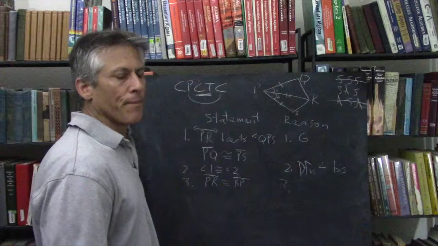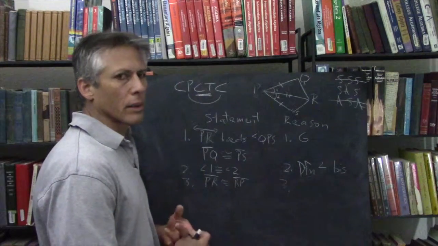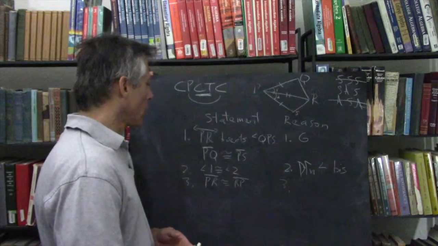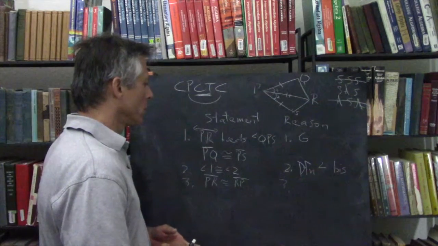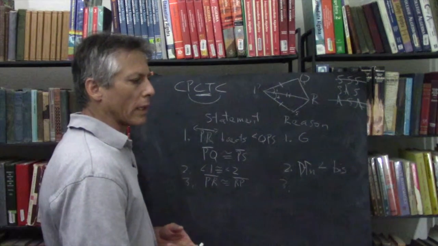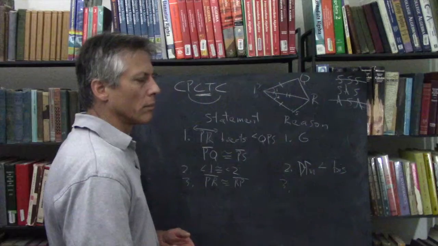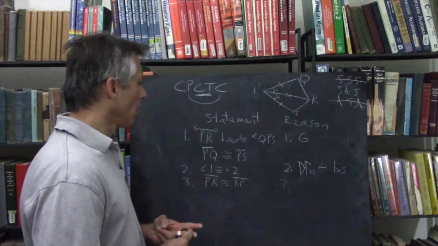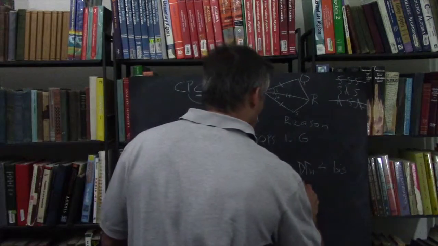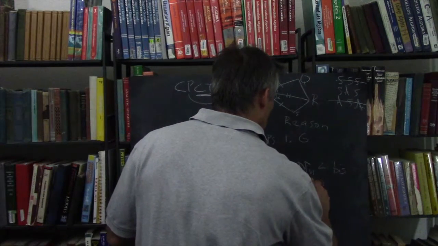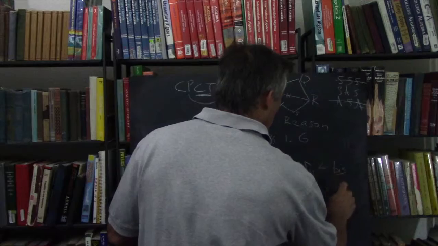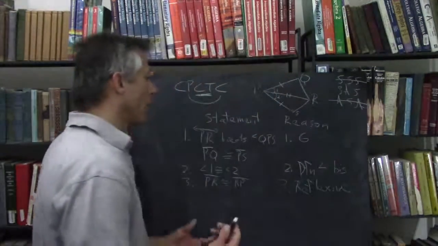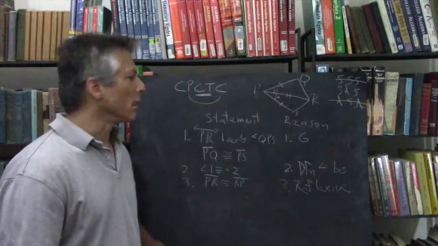You can call it segment congruence or reflexive, more like reflexive rather than segment congruence, or identity. So say reflexive or say identity, something's the same as itself.